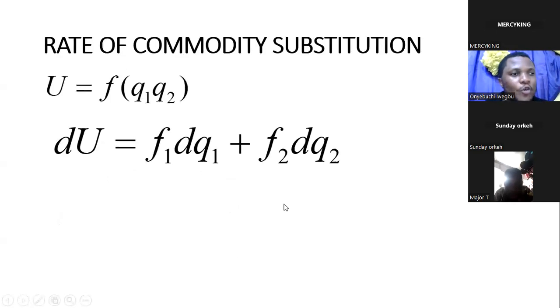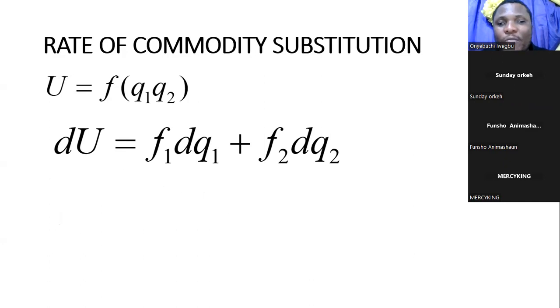All right. So let's now look at the rate of commodity substitution, which is what my friend just asked. Now, what is my rate of commodity substitution? The rate of commodity substitution measures, calculates that rate at which I'm giving up one commodity to get the other. And I can easily calculate it. Very, very simple.